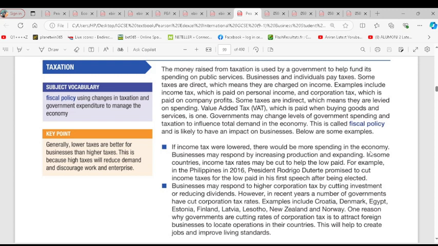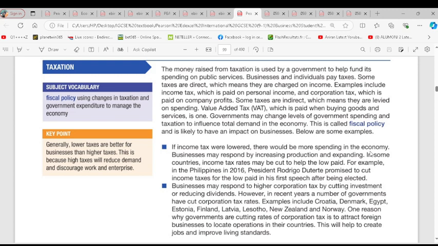Then governments have to influence the demand within the economy. If government wants to increase demand, there's a way to do it. If government wants to reduce demand, there's a way to do it. That is what we call fiscal policy: the use of taxation and subsidy or government spending to influence the economy.